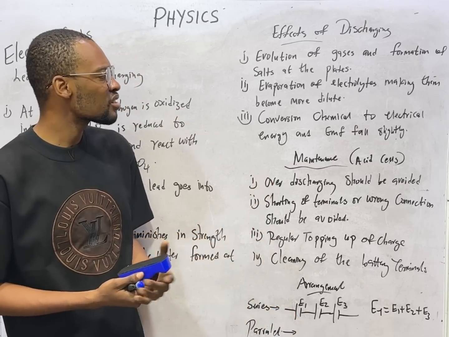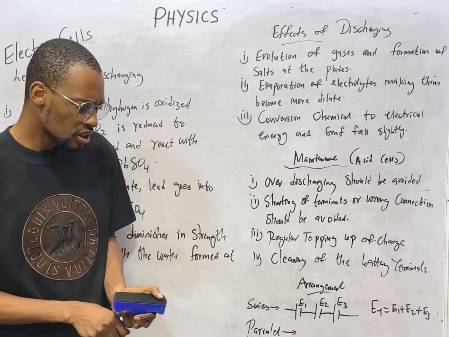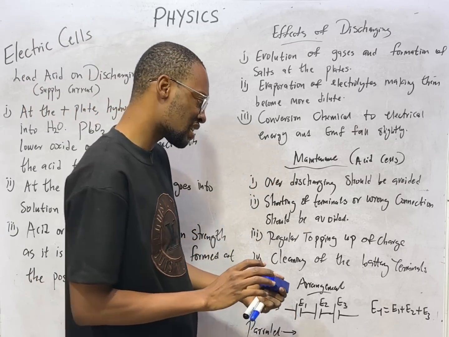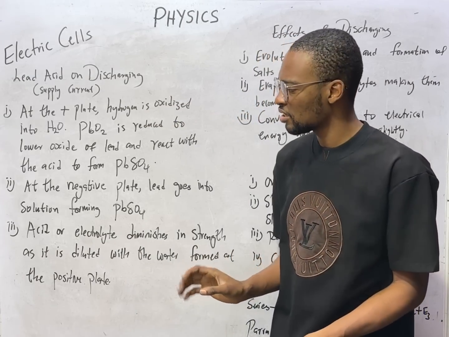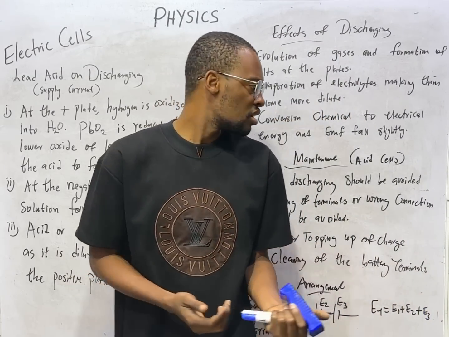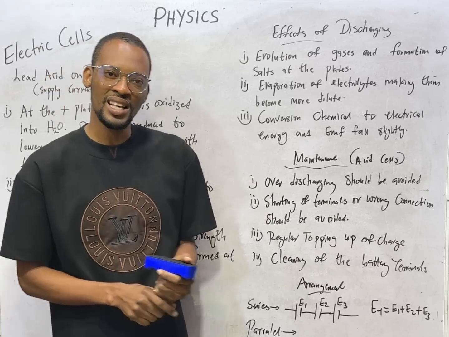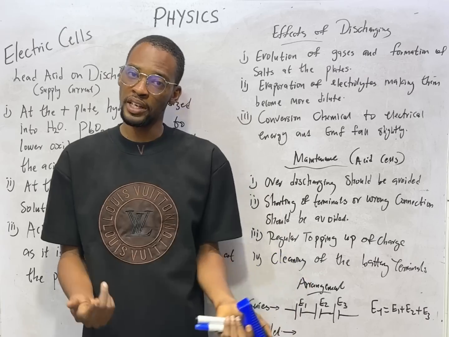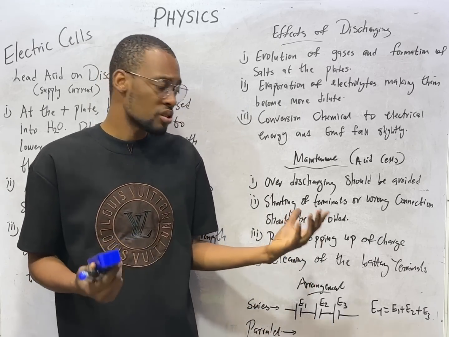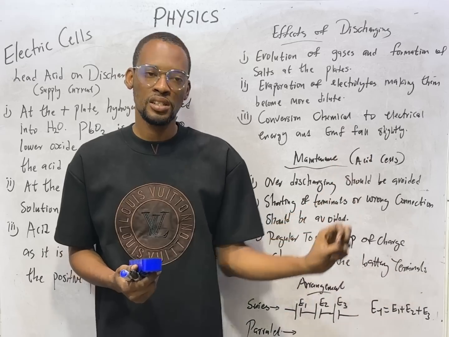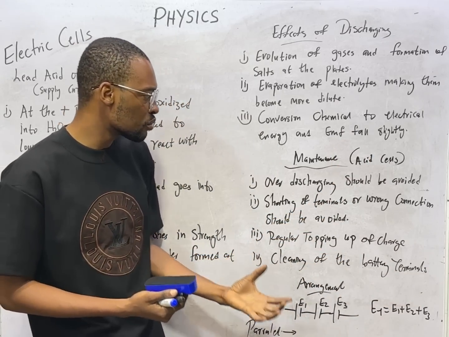And maintenance of cells. The alkaline cells basically do not need much maintenance. Because even if you discharge the cell, you can plug it in, it comes up again. So when it comes to maintenance of cells, we are basically more concerned about the acid cells. So these are things you should do.